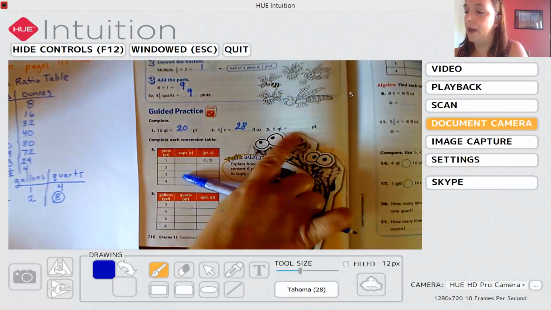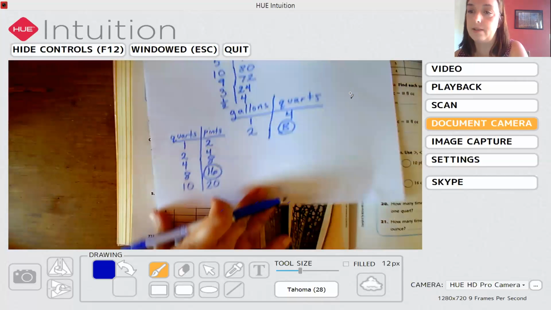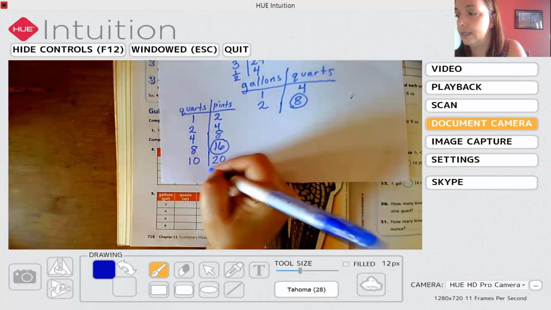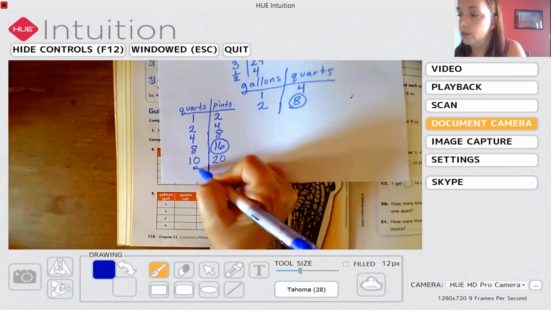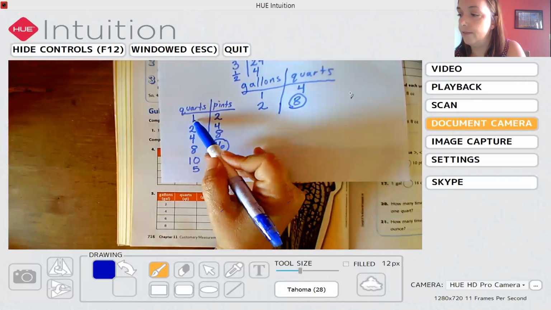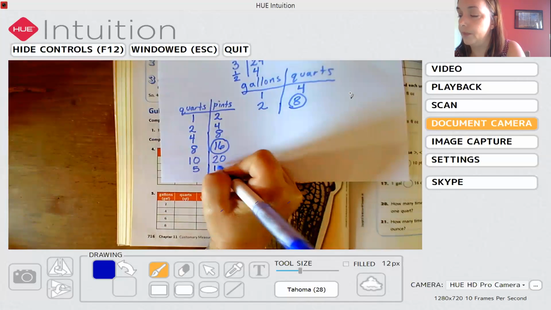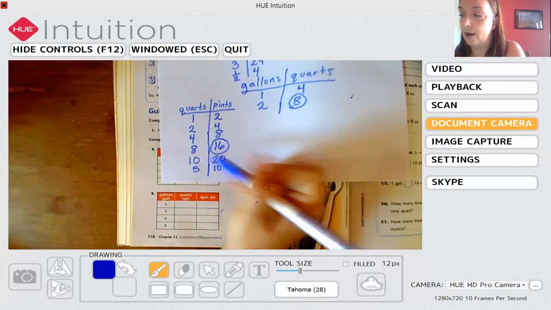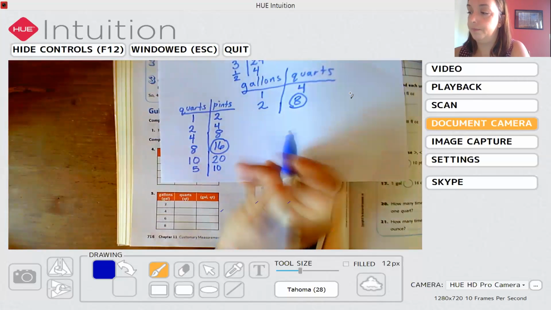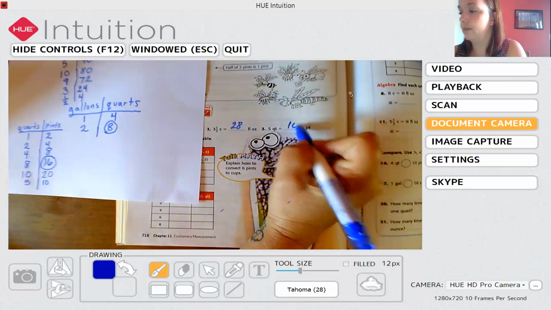All right, 5 quarts is how many pints? I'm going to go back up to my quarts and pints ratio table. I'm going to keep this. I'm not going to throw it away. I'm going to keep using the same one. So I want 5 quarts. 4 plus 1 is 5. So I'm going to do 8 plus 2 is 10. I could also think 5 is half of 10, so half of 20 is 10, right? So 5 quarts is 10 pints.